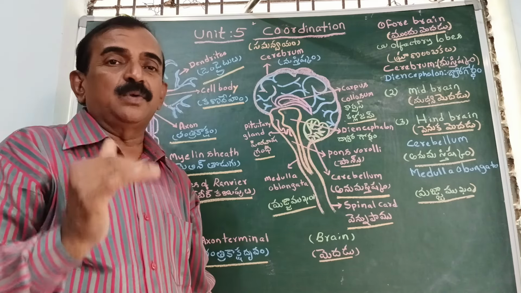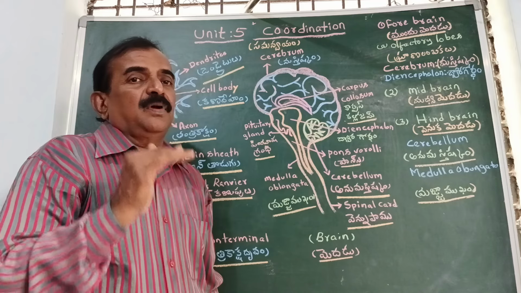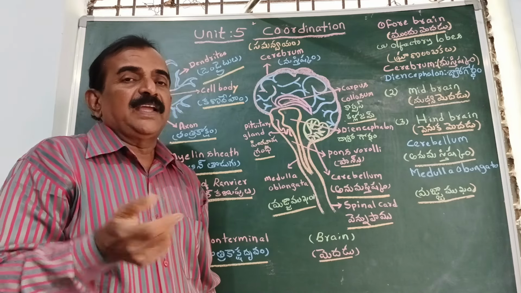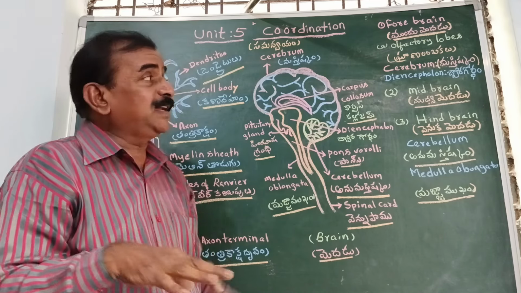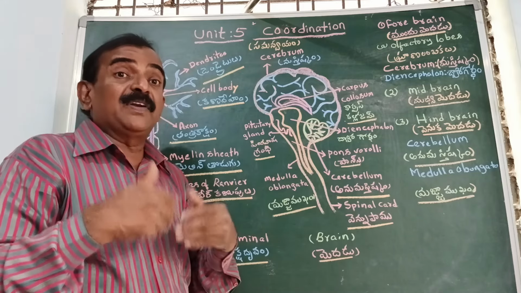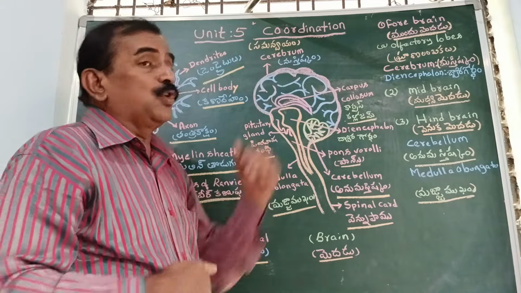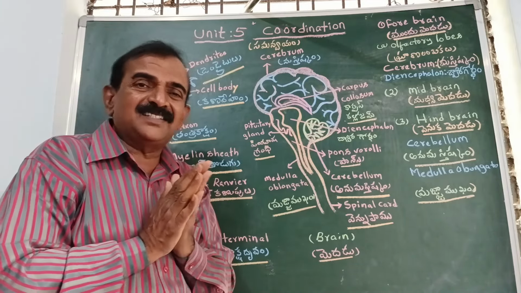So we have two types of books. Old textbook, page number 101, and new textbook, page number 108. There you see information regarding the functions of the brain and the different parts of the brain, and their functions are given in the form of a table. So the forebrain is the largest part of the brain.